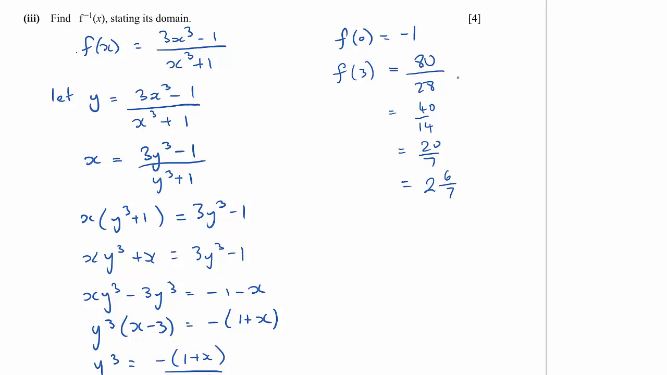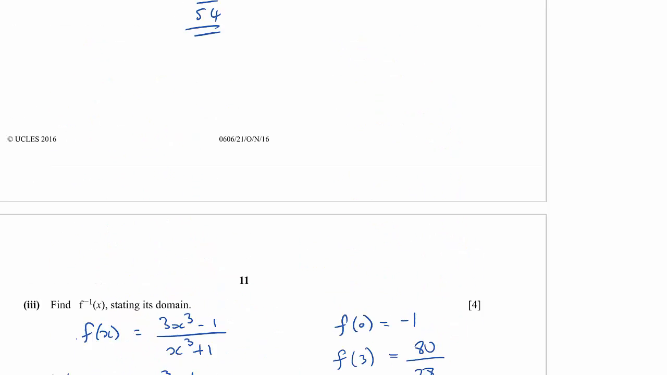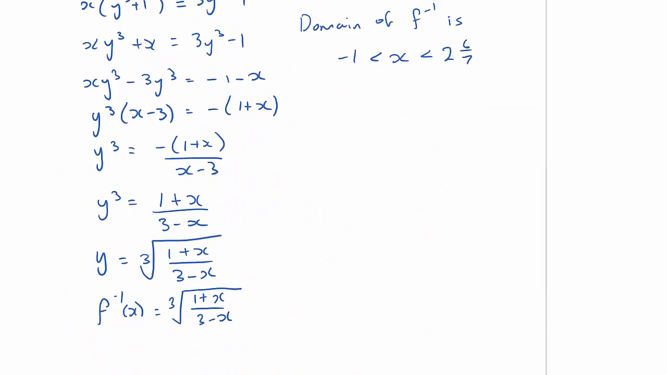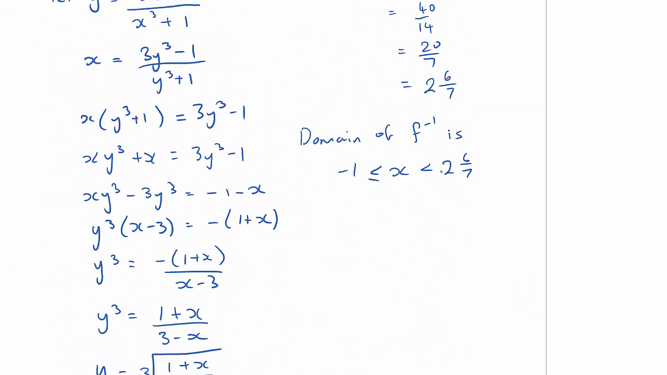So that's the range in between those two for the original function, and therefore the domain of the inverse function is going to be that x is greater than negative 1, less than 2 6/7. Let's just go and check that inequality again. Was it strictly between? No, it was equal to as well. And so I think that these are less than or equal to.